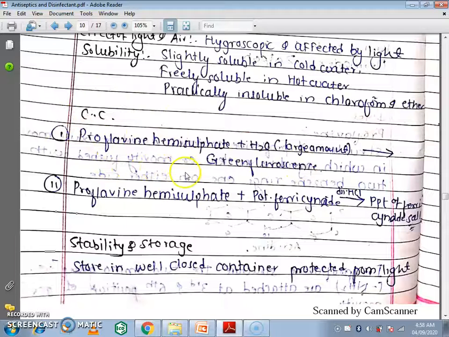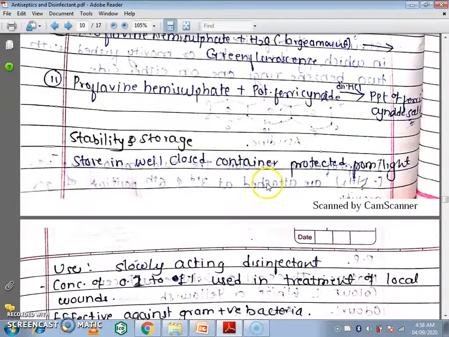Proflavin hemisulfate plus H2SO4, to which we add a large amount of water, gives a green fluorescence. The second one is proflavin hemisulfate plus potassium ferrocyanide plus dilute HCl, which forms a precipitate of the ferrocyanide salt. These are the two chemical properties of proflavin.